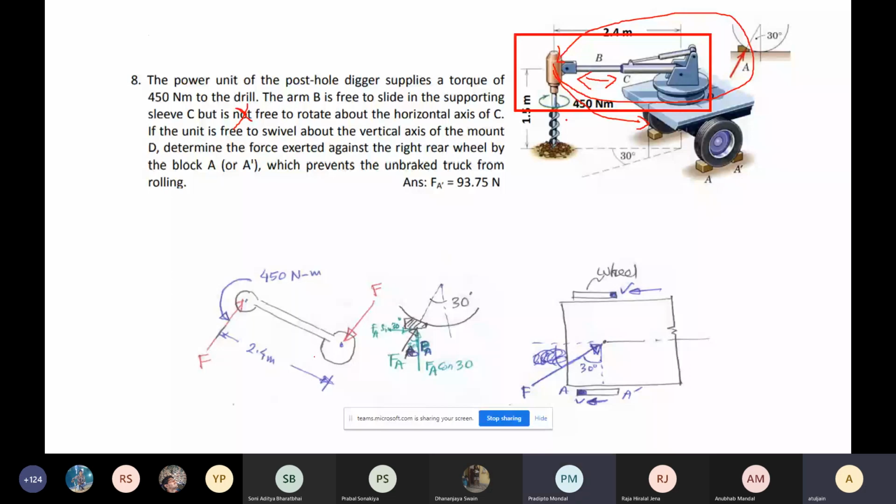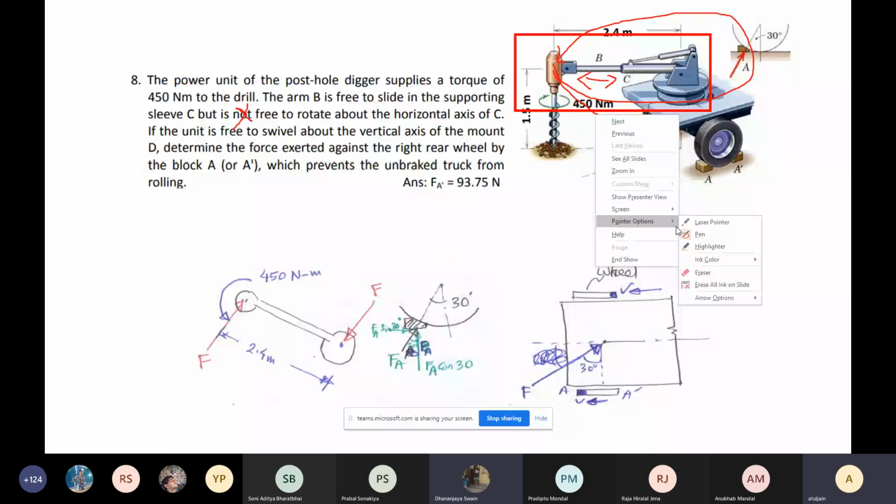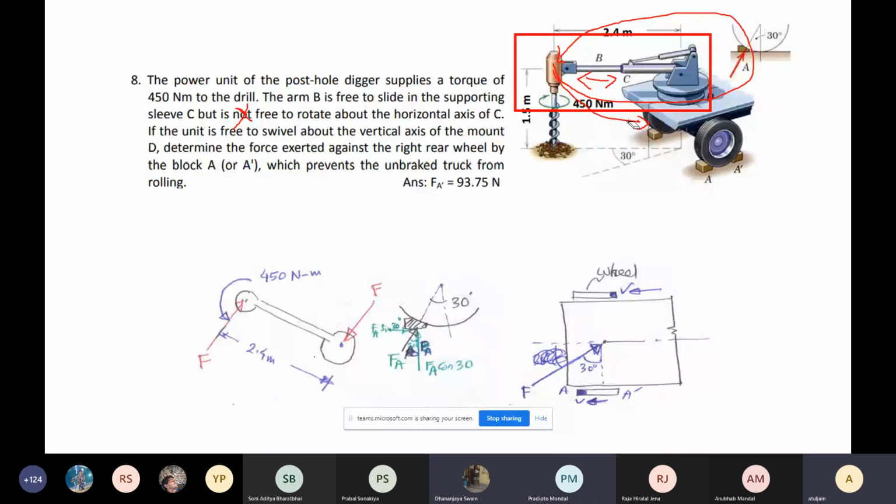Yes, sir, got it. Sir, what is the direction of force, vertical direction or horizontal direction? This is in the horizontal direction. F is in the horizontal direction. Then the net force of the wheel is in vertical direction. This is the free body diagram of the wheel. So this part I have zoomed here. There is going to be a normal force FA sin 30, FA cos 30.